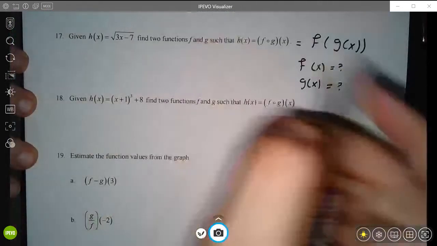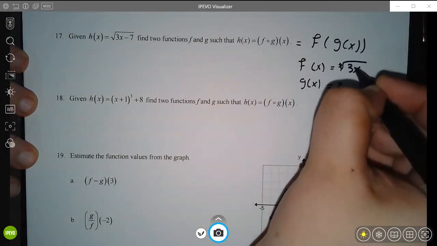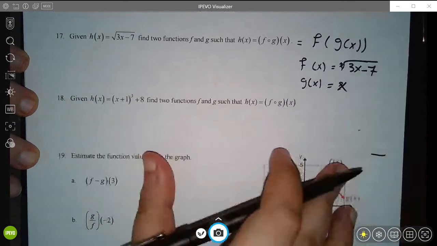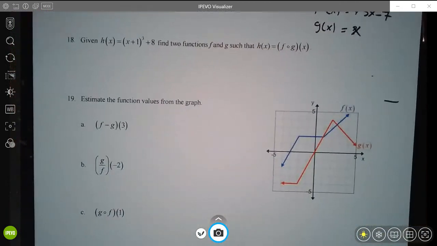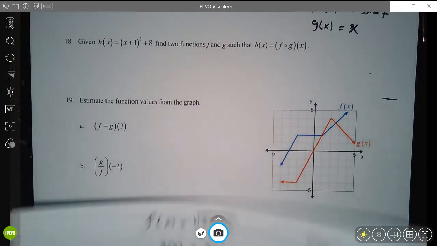Okay. So we already gave so many possibilities for this one, but let's stick with one. Let's say root of 3x minus 7 here, and this one's just x. Okay? Okay. Let's do 18. So I'm going to give you a few minutes to think about this one too. Tell me what you think.